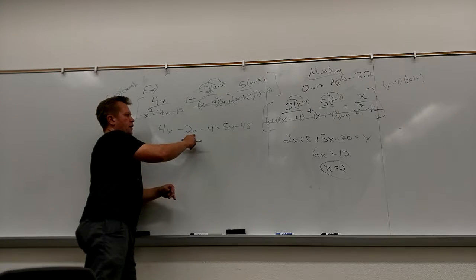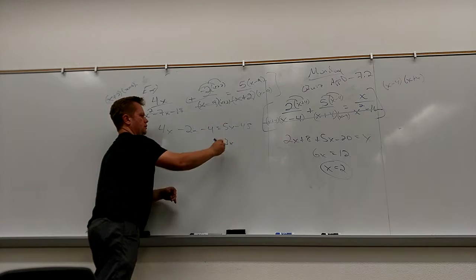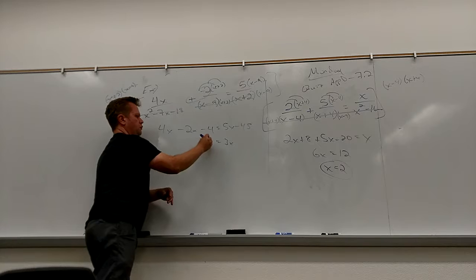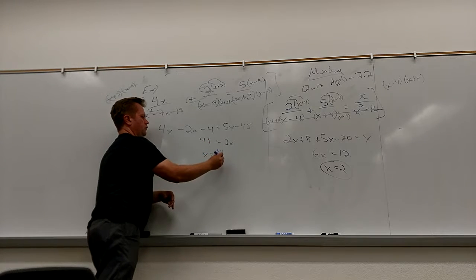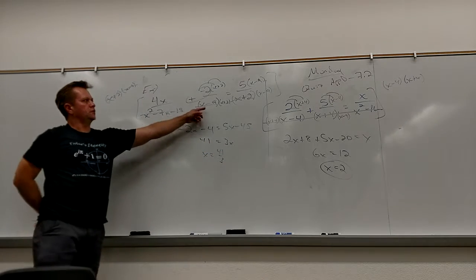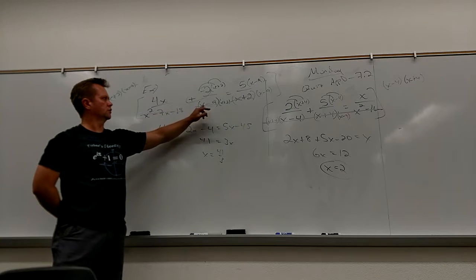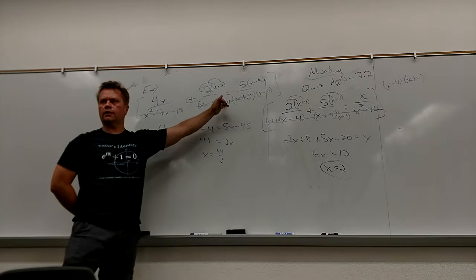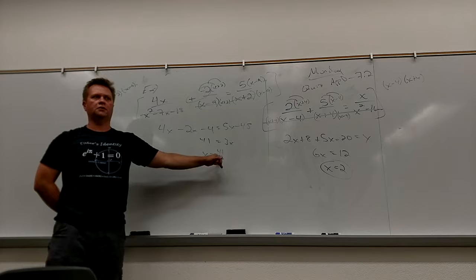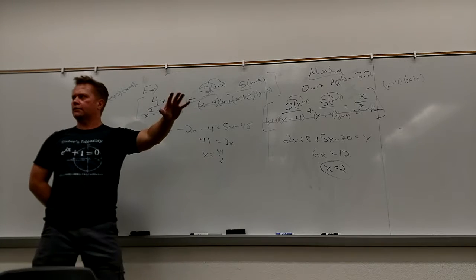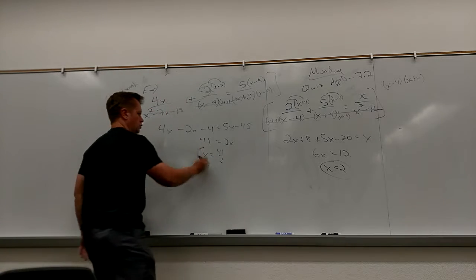So now subtract 2x, you get 3x. Add 45, you get 41. So x is 41 over 3. What makes any bottom 0? 9 and negative 2, and that is neither one of those. So at least in that respect, it's an allowable answer. Okay.